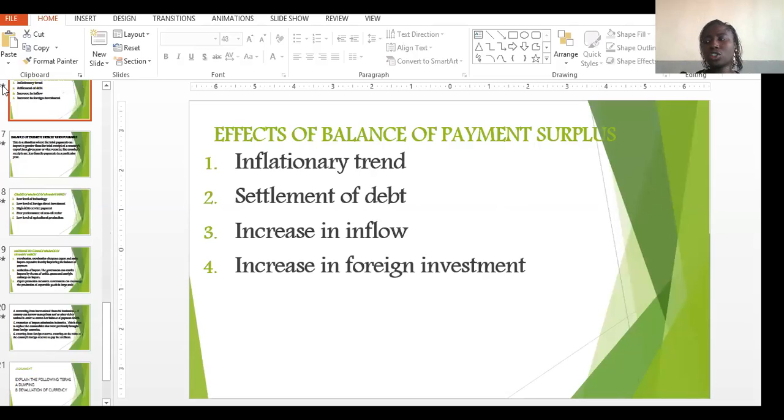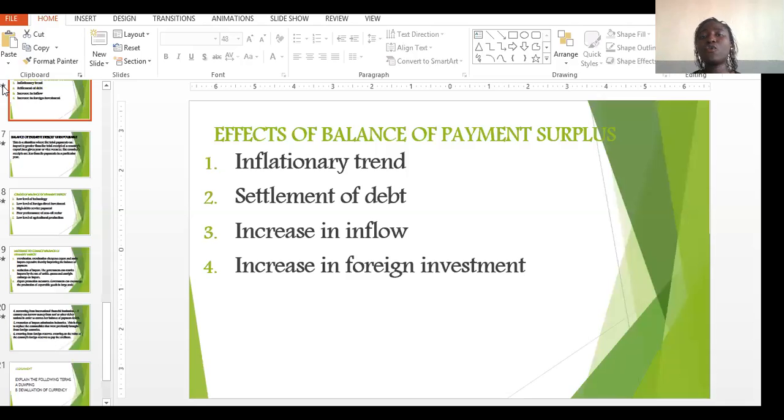One, inflationary trend. If this is not properly monitored, there is much money in the economy now. The much money may be pursuing the few commodities that are available, and that leads to inflation. So you can give birth to inflation.